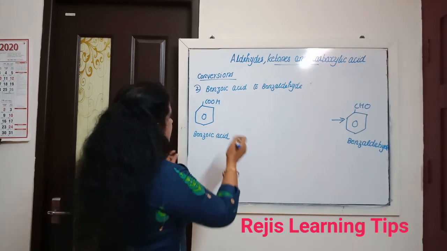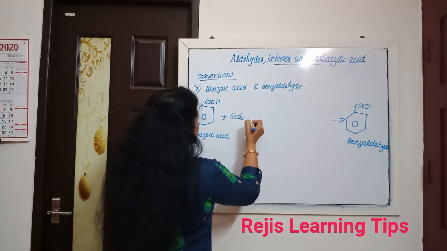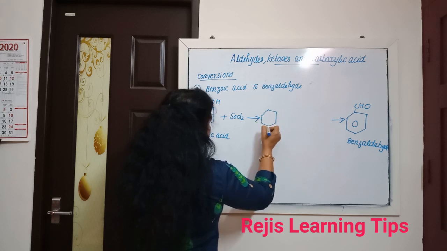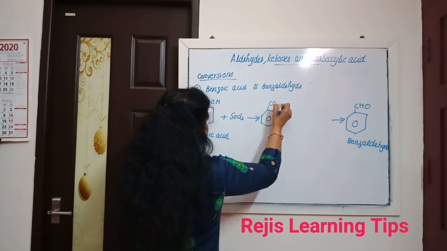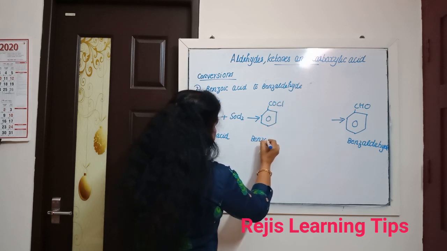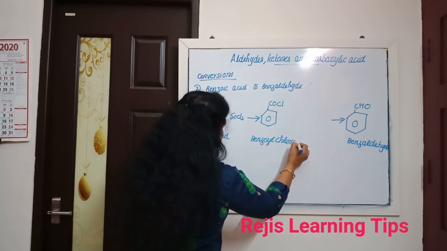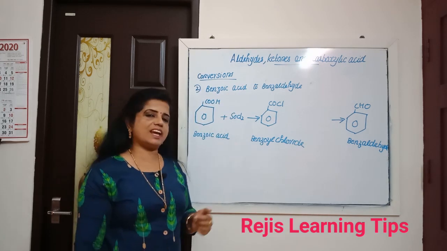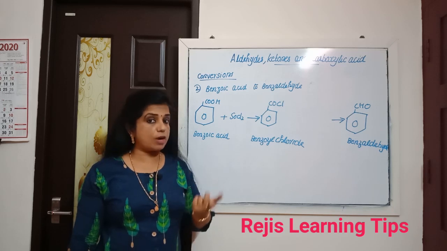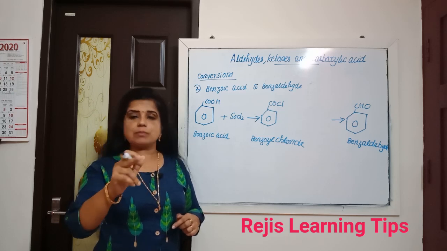Benzoic acid reacts with thionyl chloride, SOCl2. Then we will get benzoyl chloride. Benzoyl chloride, COCl, that is benzoyl chloride. Benzoyl chloride undergoes hydrogenation in the presence of a catalyst, palladium on barium sulfate. We will get benzaldehyde. The reaction is known as Rosenmund reduction.